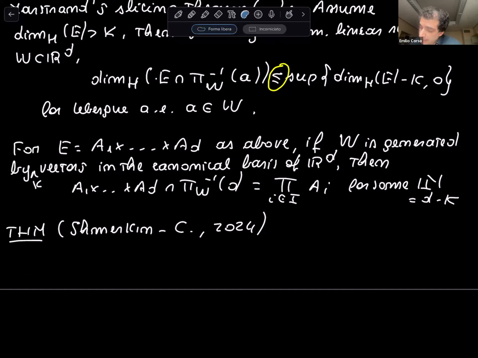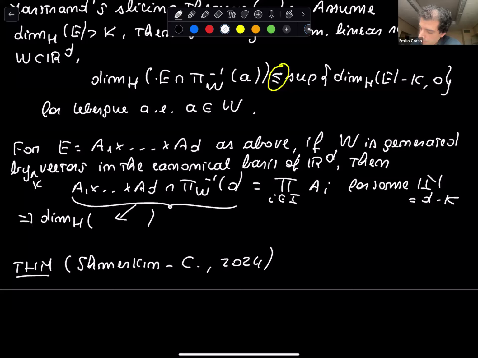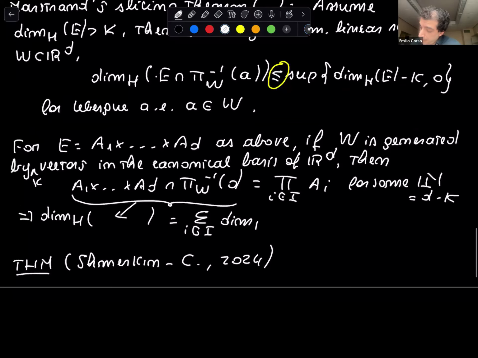And of course, the inequality can fail depending on the dimension, but then the Hausdorff dimension of this is precisely equal to the sum of the Hausdorff dimensions. And this can easily be larger than the upper bound provided by Marstrand's slicing theorem, depending on the nature of the A_i themselves, on the Hausdorff dimension of the A_i themselves.